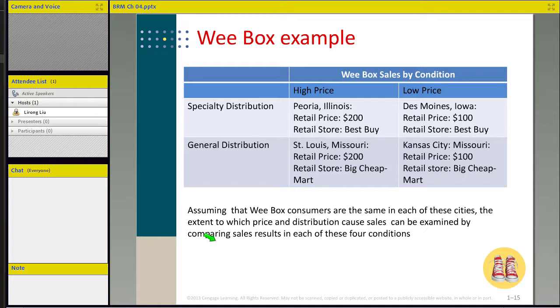This is a controlled experiment because you deliberately vary the price and the distribution channel to see the results, which way will give you the best sales. Okay, so this is another example of an experiment.